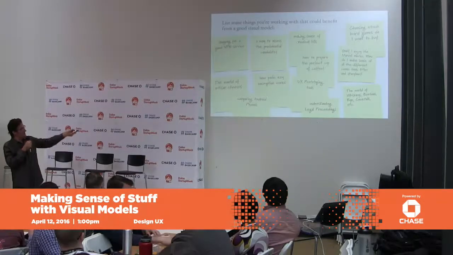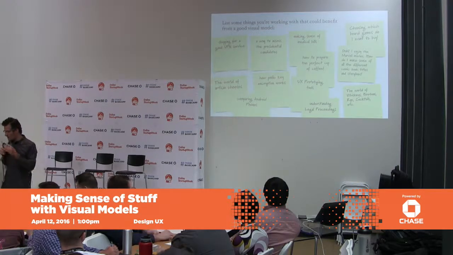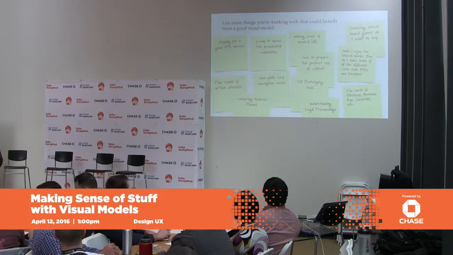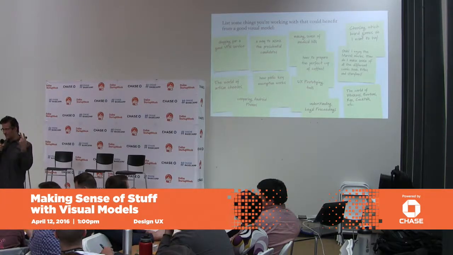So all sorts of things, making sense of medical bills, right? I think this is a fairly universal problem. When I do the all-day workshop on this, the top two things that most people list are making sense of my retirement plan, my 401k, closely followed, and this is probably coupled with this, by how do I make sense of all the wine options at my store?